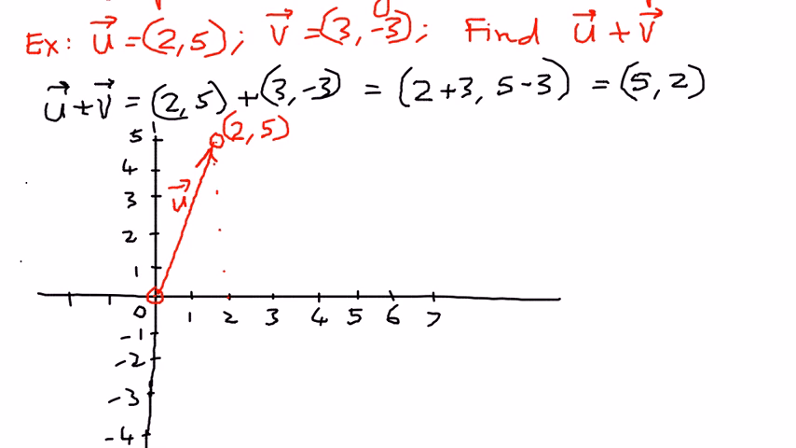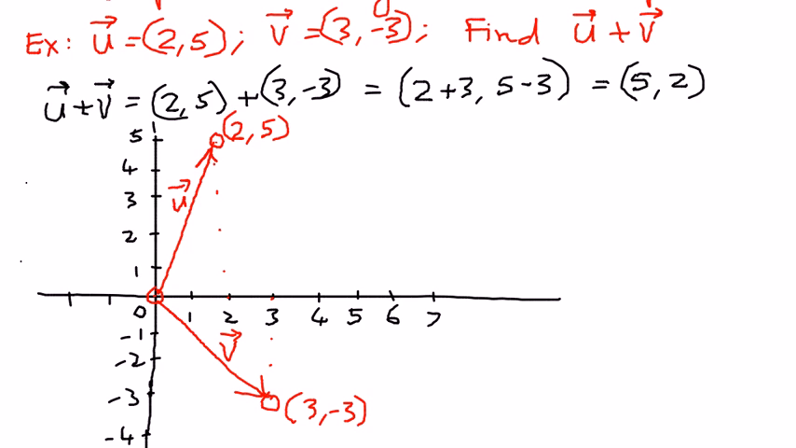Similarly, we can represent vector v. Vector v is 3, -3. We're going to travel 3 units on the positive x-axis and 3 units on the negative y-axis. 1, 2, 3. So this is where we want to be, and therefore we're going to draw a straight line from the origin to that point, and this is vector v now. The terminal point here is 3, -3. This is vector u, and that is vector v, and we have seen the sum of vector u plus vector v is 5, 2.